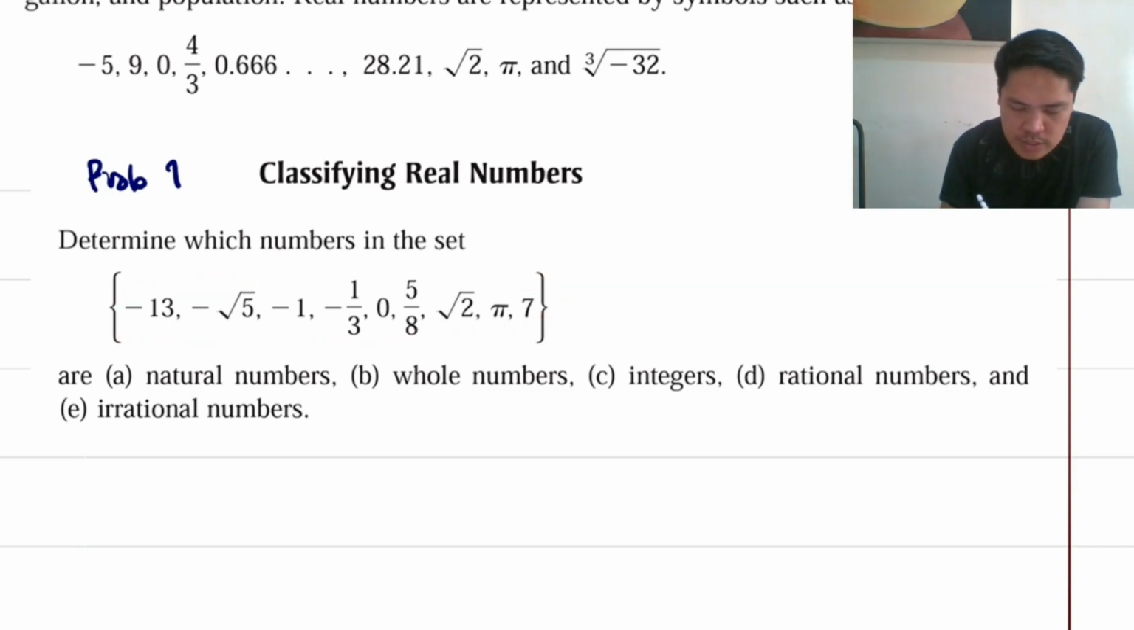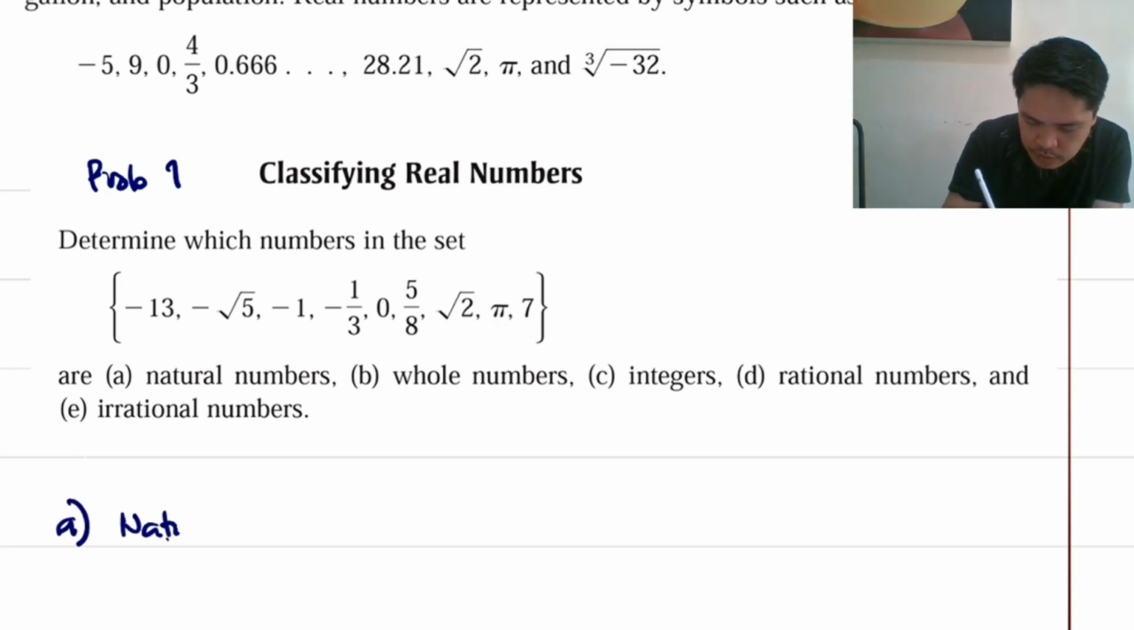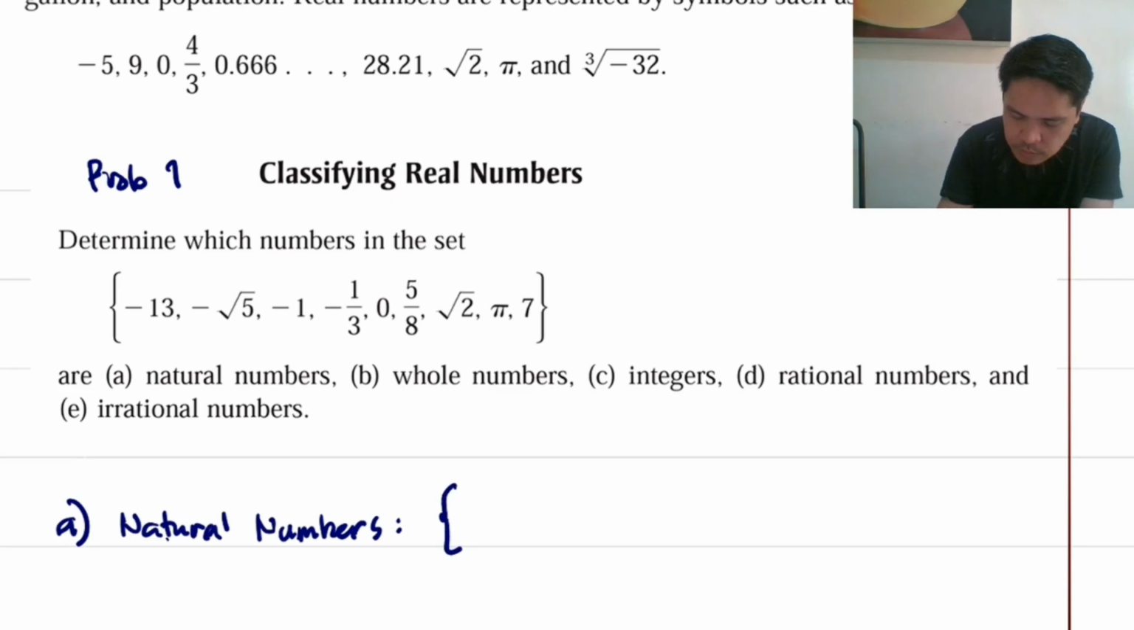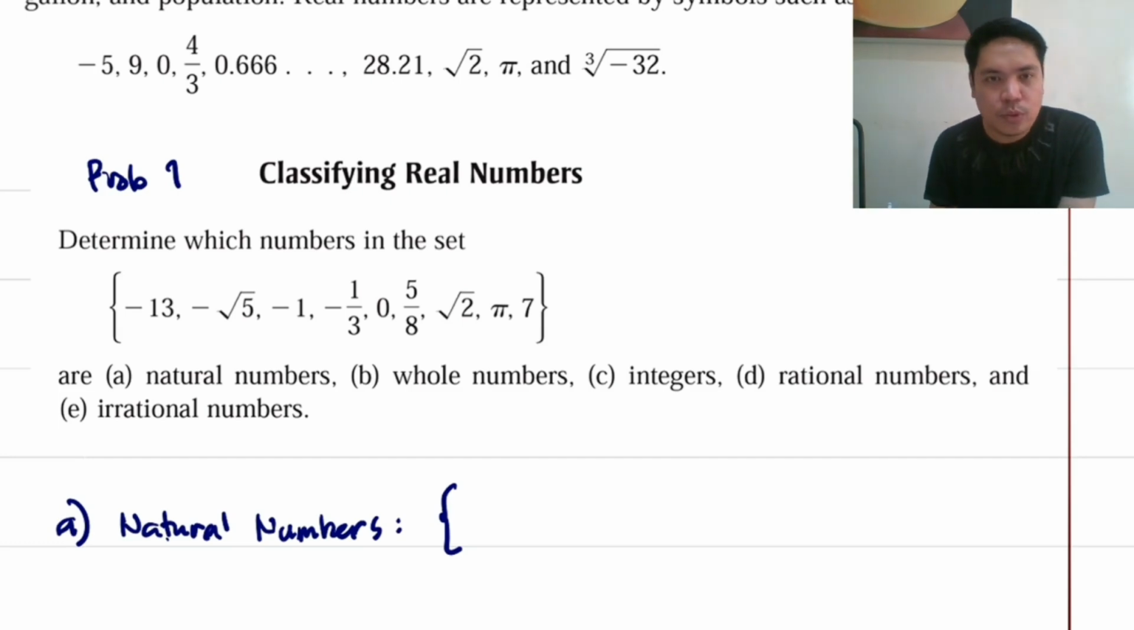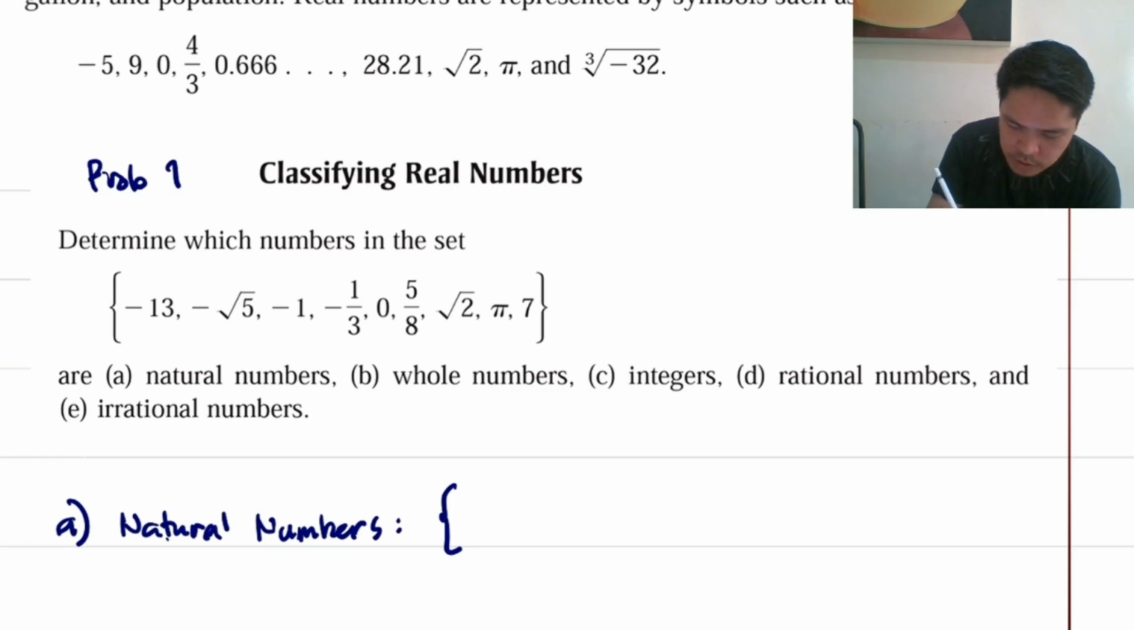The set is composed of these elements: negative 13, negative square root of 5, negative 1, negative 1/3, 0, 5/8, square root of 2, pi, 7. So let's start with letter A. Let us classify which of these are natural numbers. A natural number is a counting number, meaning these are positive whole numbers, or whole numbers excluding 0. So the natural number here is 7.